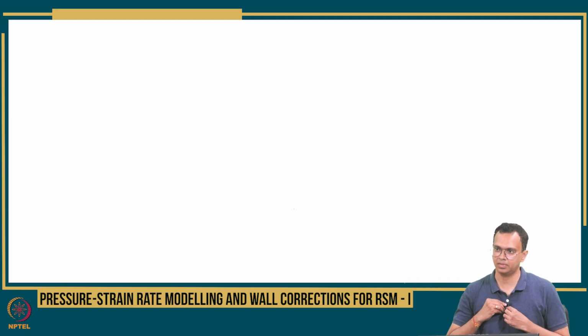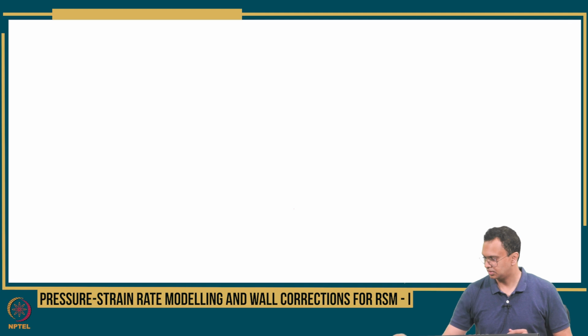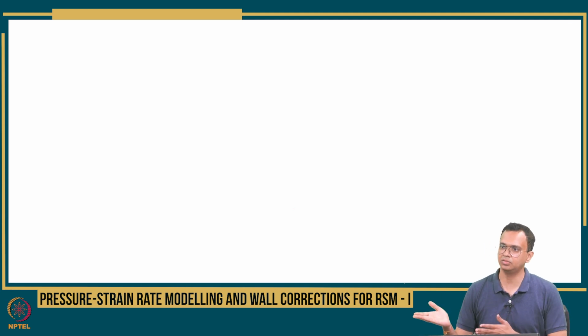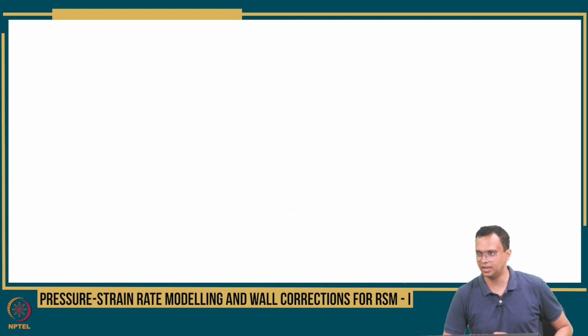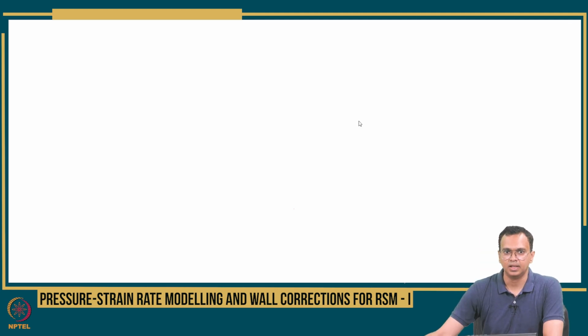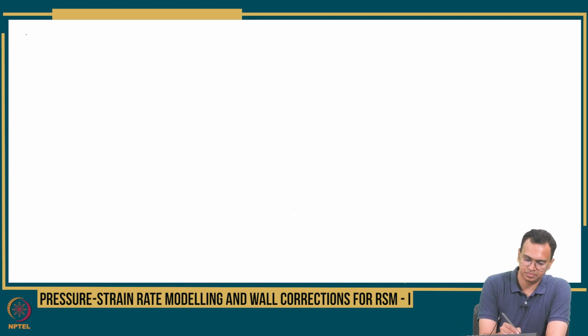So we tried to establish a relationship between the pressure strain rate and the Reynolds stresses and the mean strain rate, and that's how the link came in the IP model. Okay, let's get started again. Last class we looked at the IP model, the pi ij rapid model, right?